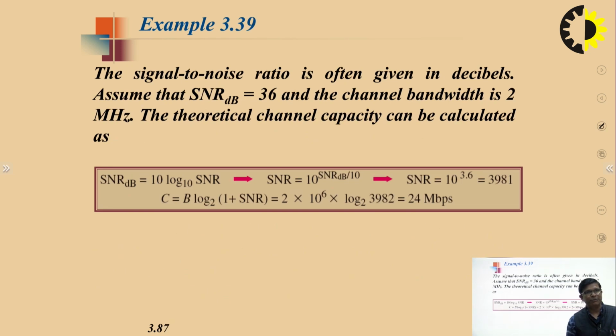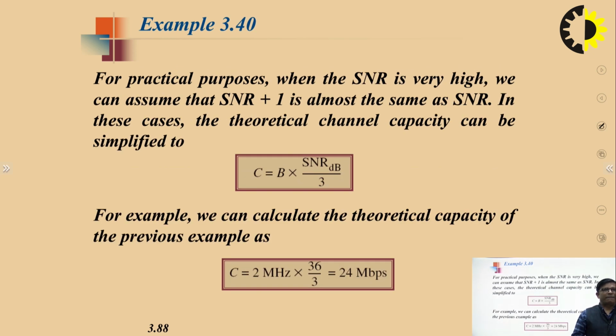Simple. Okay. So for practical purposes, when the SNR is too high, we assume that SNR plus 1 is exactly the same as SNR, because if SNR is 5000, plus 1 is 5001. So better is to calculate with 5000 only. In this case, the theoretical channel capacity can be simply defined as this one. For example, we can calculate the theoretical capacity of the previous example like this. So plus 1 is not necessary if the SNR is too high.